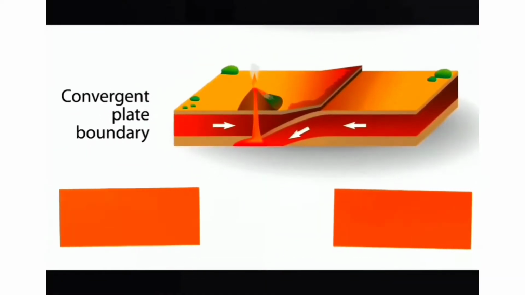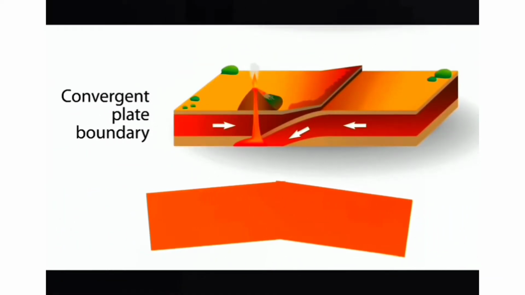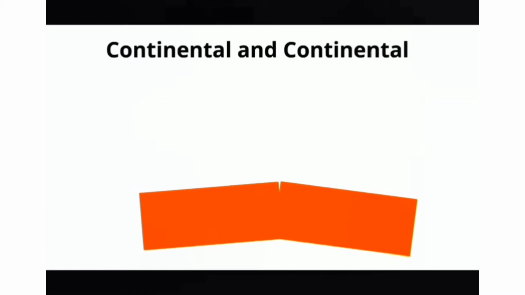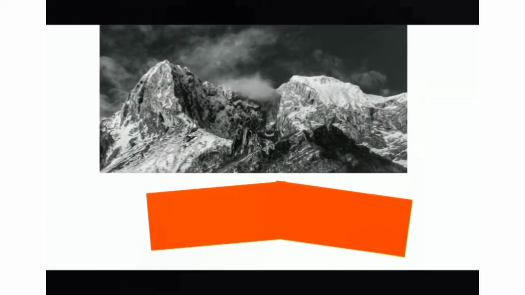Convergent plate boundaries occur when two plates collide with each other. There are two major types. First is continental to continental. These occur when two continental plates collide, they buckle and they form mountains.